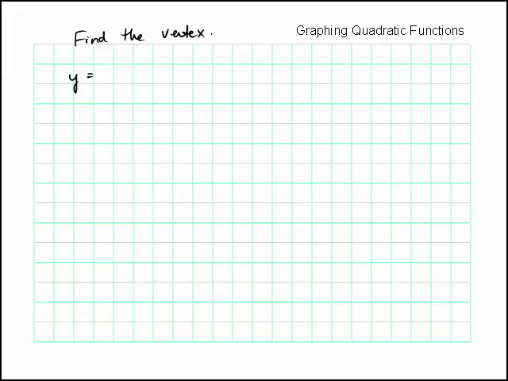y equals 2x squared plus 4x minus 1. Okay, to complete the square here, just like before, I'm going to move the negative 1 out of the way, like that. Now, before I can actually add a number in, I have to get rid of this 2 here.